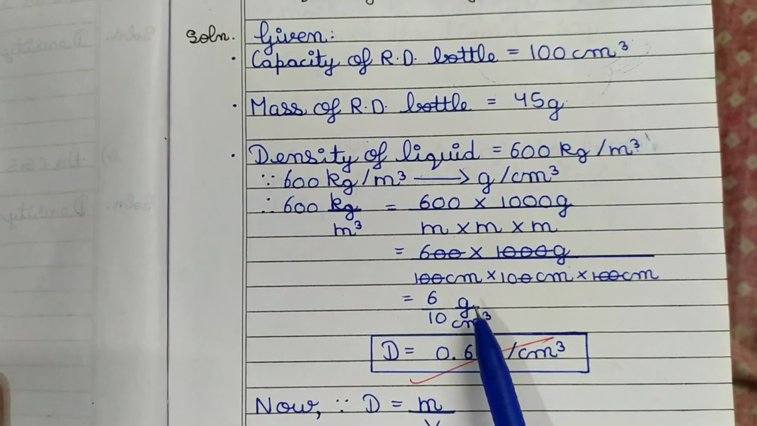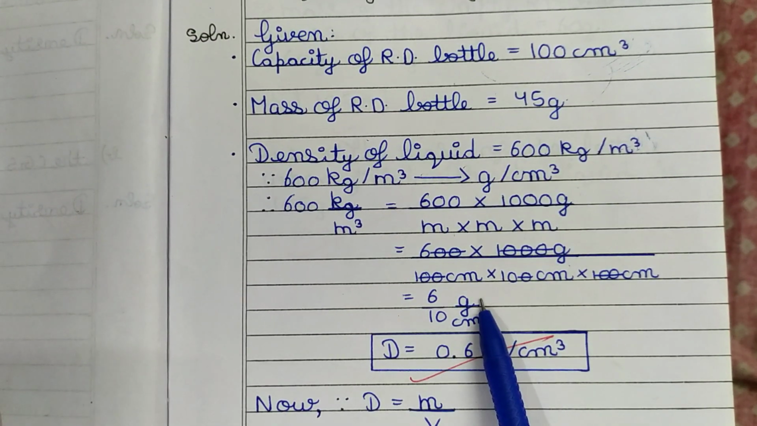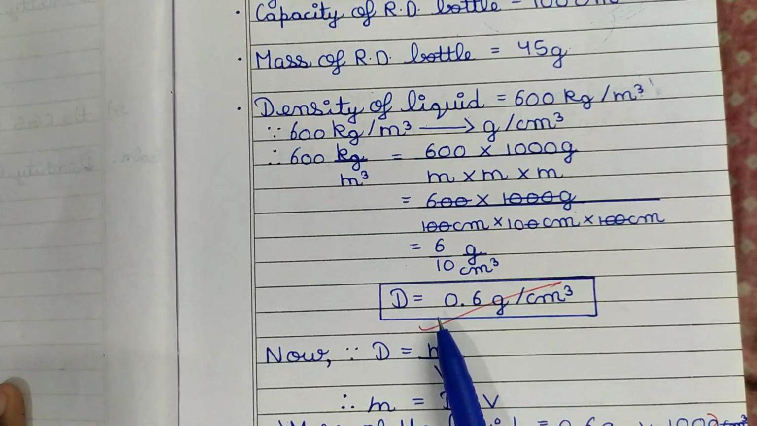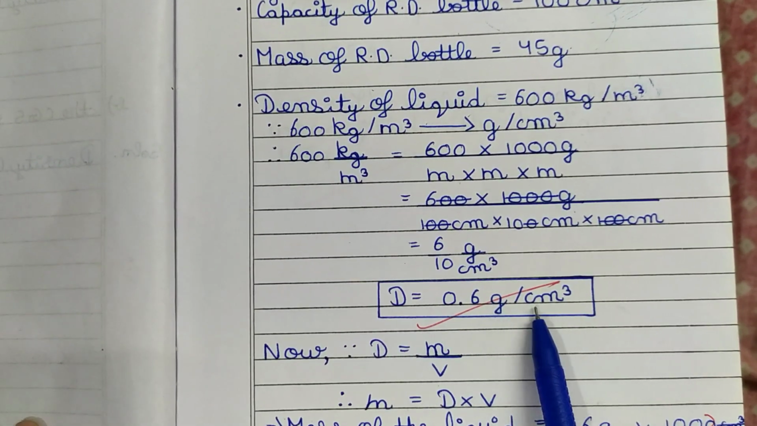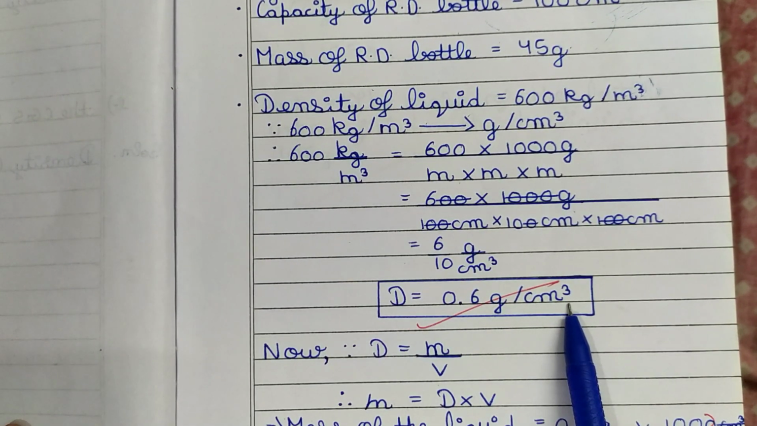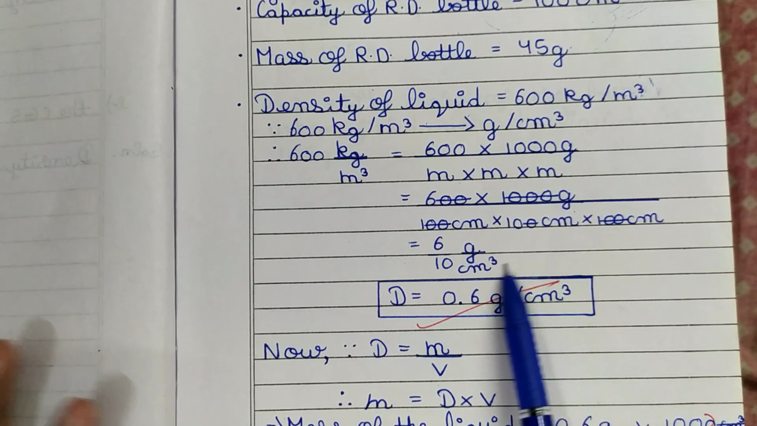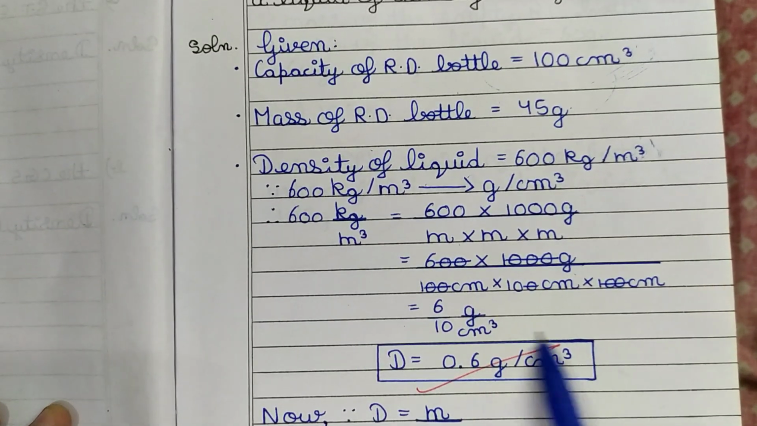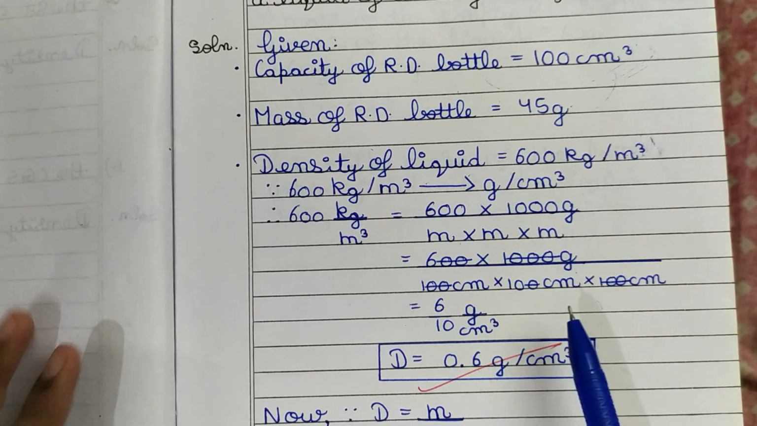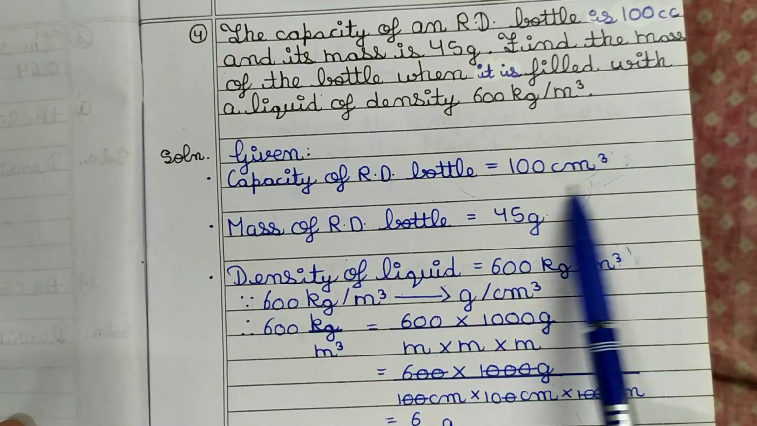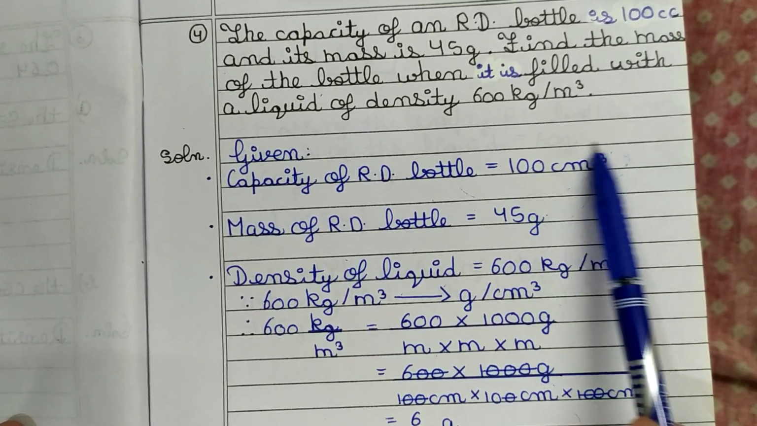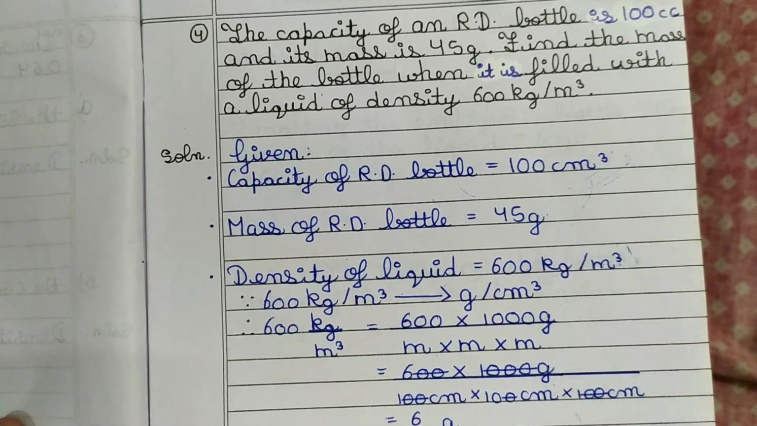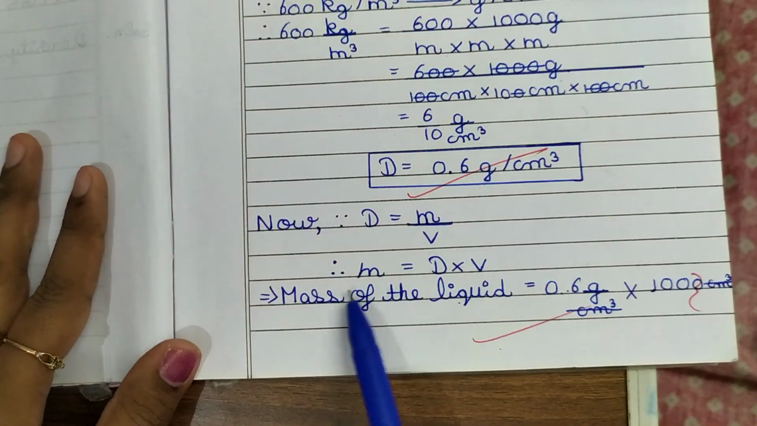Now after solving we got 6 upon 10 gram per cubic centimeter. Therefore our density becomes 0.6 gram per cubic centimeter. Fine. Now we have converted our density in CGS system, gram per cubic centimeter, because the volume was given in CGS system, that was in cubic centimeter. Now you can easily find the mass of the liquid.